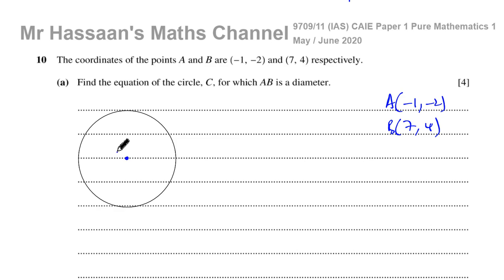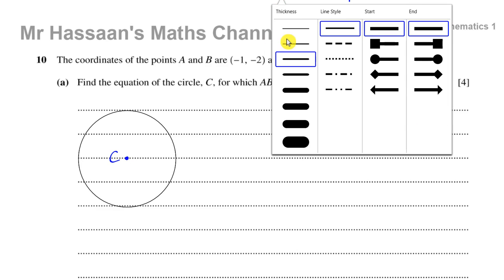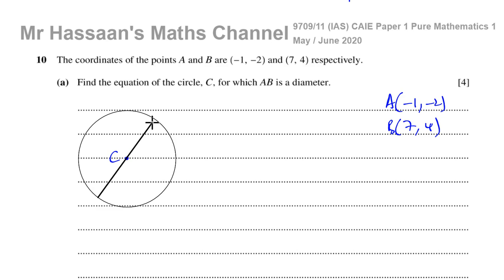Okay, so we've got the circle with center C, and AB is the diameter. So I'm just going to make a quick basic sketch. The diameter will look something like this. Of course, it passes through the center of the circle. This is the point B, (7, 4), and this is the point A, (-1, -2). So we want to find the equation of the circle C.